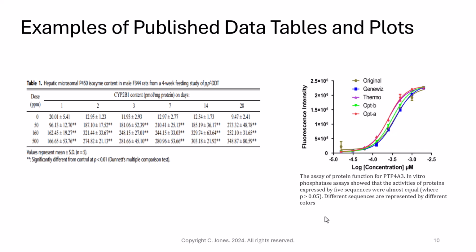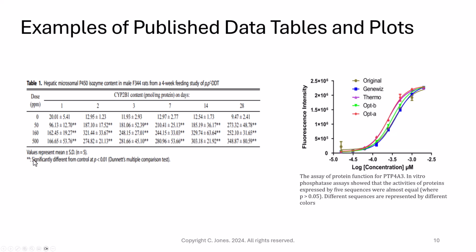As I promised you, here are some examples of published data tables and plots, all right? So the first one, we do have a title, and we're changing the dose. We're feeding rats a drug. In this case, it's DDT, which used to be used as an insecticide. So we're feeding the rats different doses of drugs, and then we're analyzing the rats on different days for the amount of a particular protein.